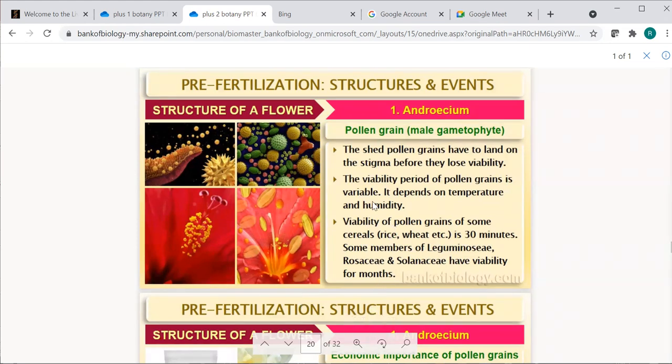Okay. So the viability period of the pollen grain is variable. It depends on the environment, the temperature, and the humidity. So for example, in rice and wheat, the pollen grain remains viable for around 30 minutes only. And in some, it remains viable for many months. That is for some members of Leguminosae, Rosaceae, and Solanaceae.